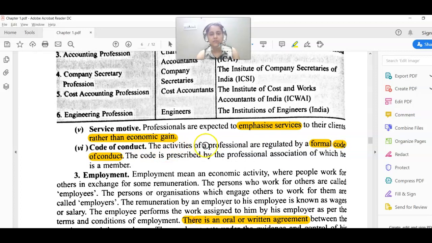Code of conduct. The activities of a professional are regulated by a formal code of conduct. We have a code of conduct. There are certain guidelines under which we have to work. The code is prescribed by the professional association of which he is a member.